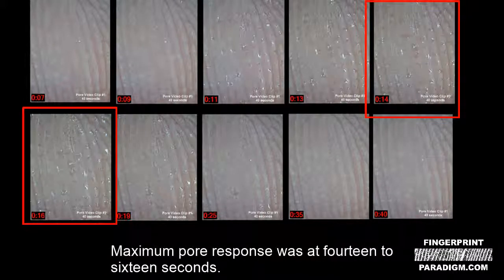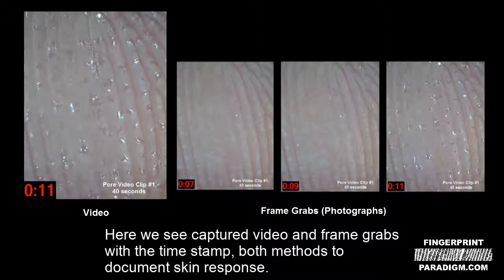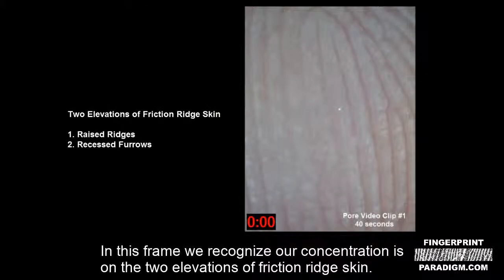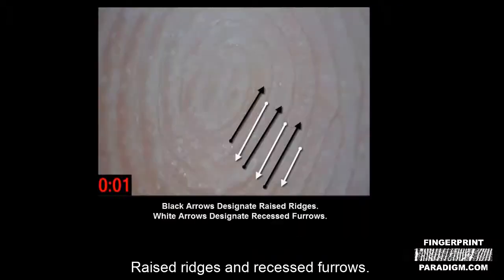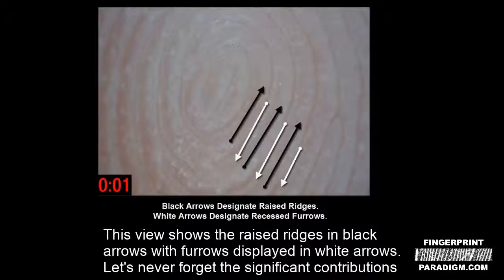Maximum pore response was at 14 to 16 seconds. Here we see captured video and frame grabs with the timestamp, both methods to document skin response. In this frame, we recognize our concentration is on the 2 elevations of friction ridge skin, raised ridges and recessed furrows. This view shows the raised ridges in black arrows with the furrows displayed in white arrows.